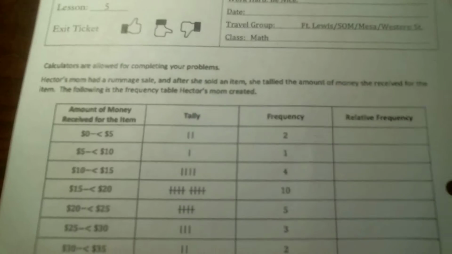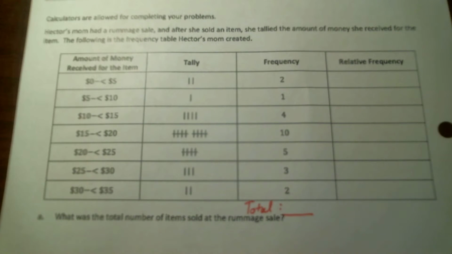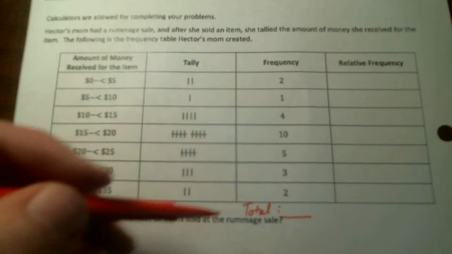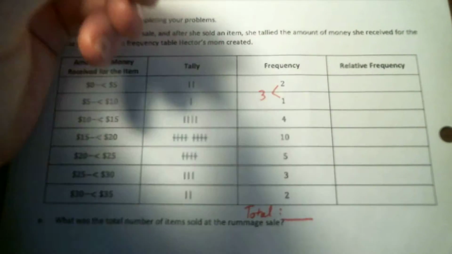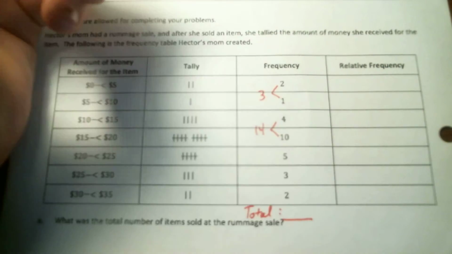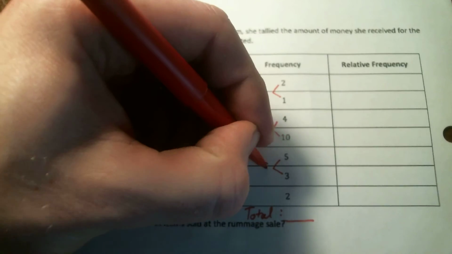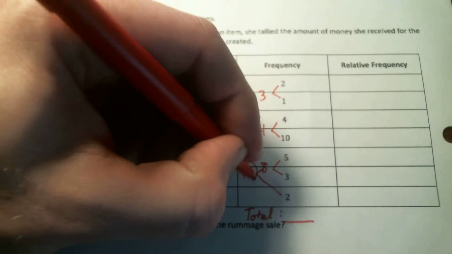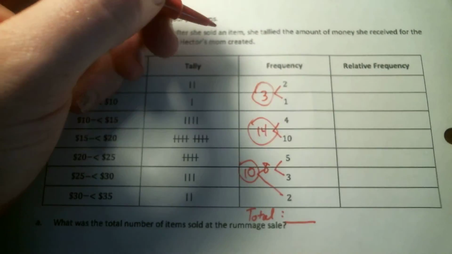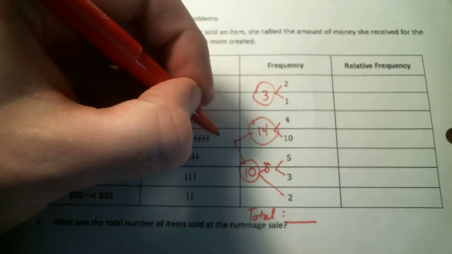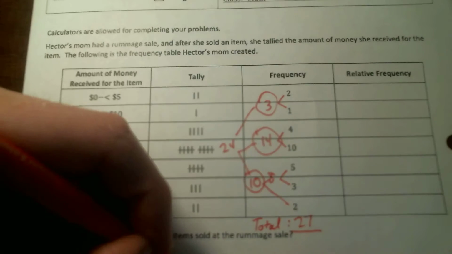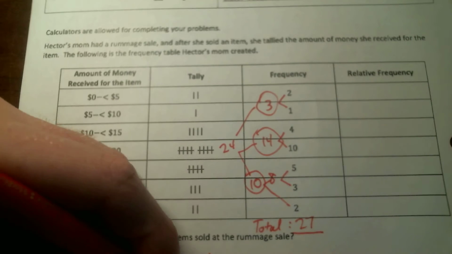So the first thing we need to do is it asks us to find the total number of items sold at the garage sale, and we can use our frequency column to do that. So I'm going to think here, 2 and 1 is 3, 4 and 10 is 14, 5 and 3 is 8, 8 and 2 is 10, and so now I just need to add these three numbers to get my final total. So 10 and 14, that's 24. Add 3, my total is 27. So, total number of items is 27 total items at our garage sale.